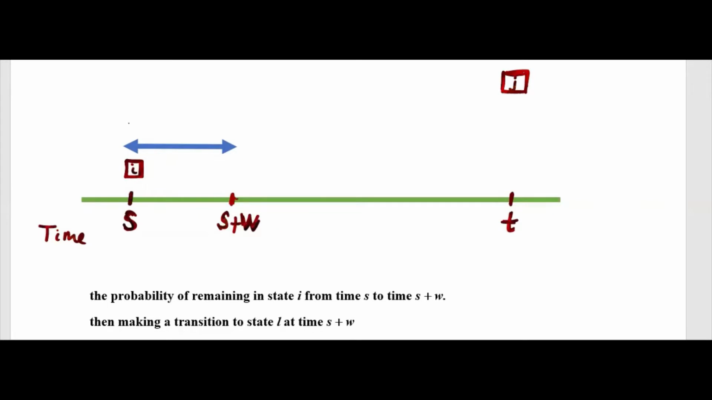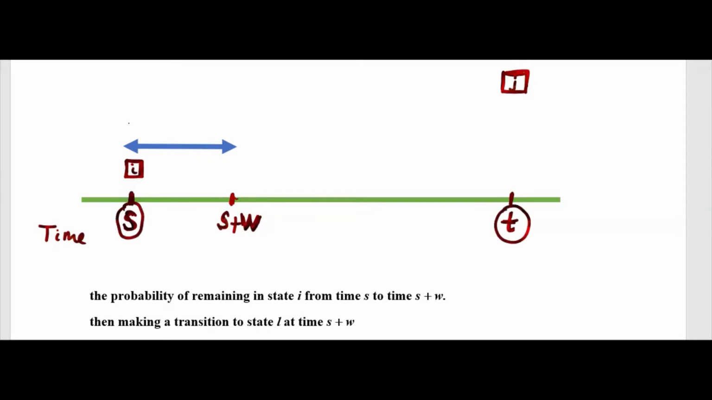And here comes time: how much time I will stay from here to here. This is called holding time. Suppose I am in I, I will hold in this state. This is called occupancy probability. I'll try to occupy the same state for some time, suppose W time, before making a transition to some other state. Here, the probability of remaining in state I from time S to time S plus W. We wanted to do this one, S to T.